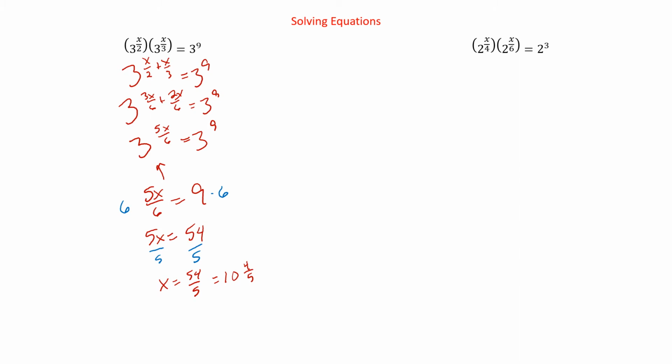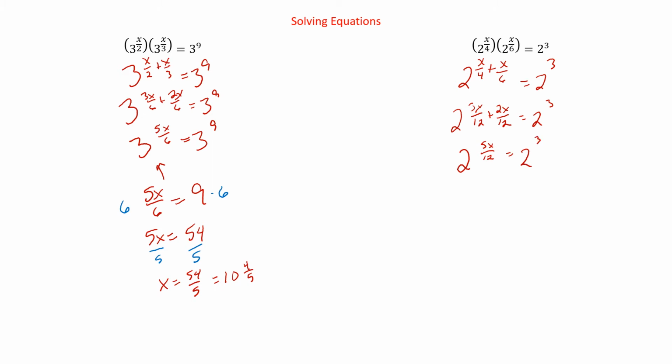Well, let's see. So when we multiply, we're going to have 2 to the x over 4 plus x over 6 equals 2 to the third. Combine our fractions means we need common denominators, which could be 12. So this is 3x over 12 plus 2x over 12 equals 2 to the third. When we add these, 3x plus 2x will be 5x over 12 equals 2 to the third.